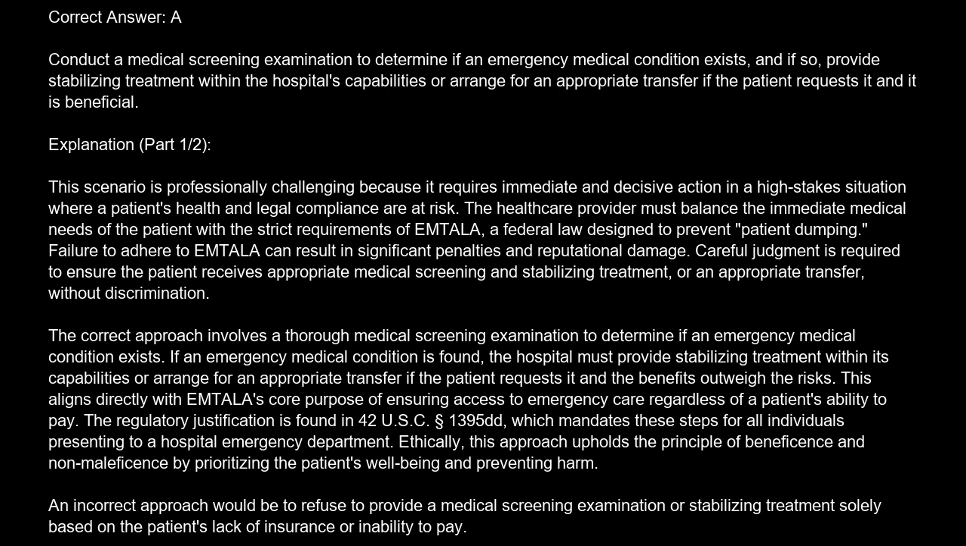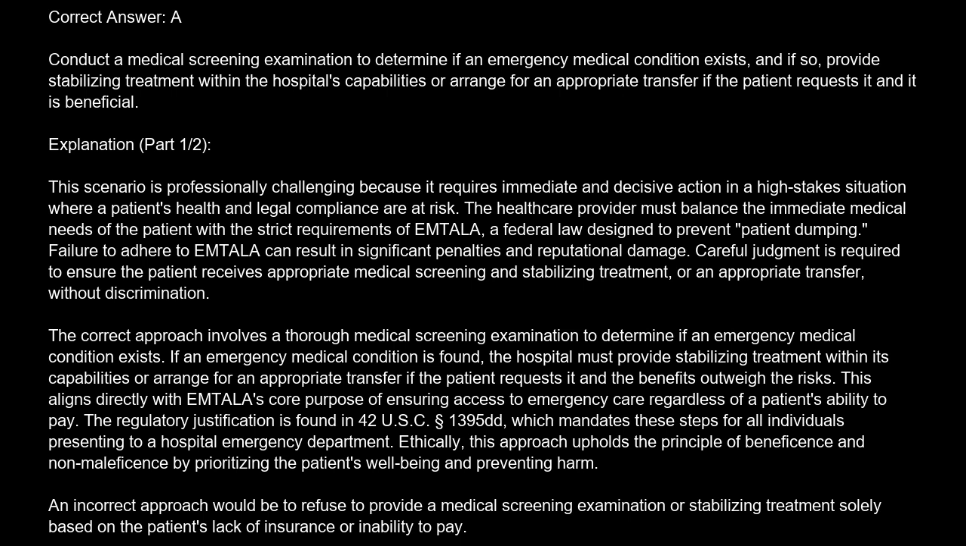The healthcare provider must balance the immediate medical needs of the patient with the strict requirements of EMTALA, a federal law designed to prevent patient dumping. Failure to adhere to EMTALA can result in significant penalties and reputational damage. Careful judgment is required to ensure the patient receives appropriate medical screening and stabilizing treatment, or an appropriate transfer, without discrimination. The correct approach involves a thorough medical screening examination to determine if an emergency medical condition exists.